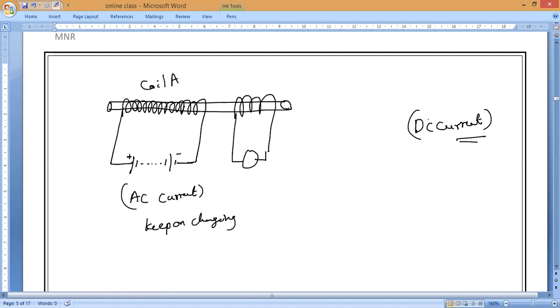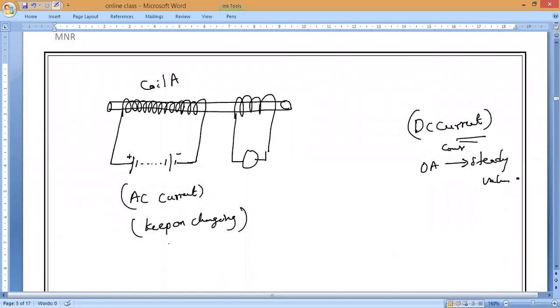So in DC current, what is happening? It will start from 0 amperes and will come to a steady value. Do you understand, everybody? It will come to what? Steady value, and it will be fixed there. But in alternating current, it is not fixed. It keeps on changing. One time it increases, decreases, a little bit more or less, it keeps on changing.